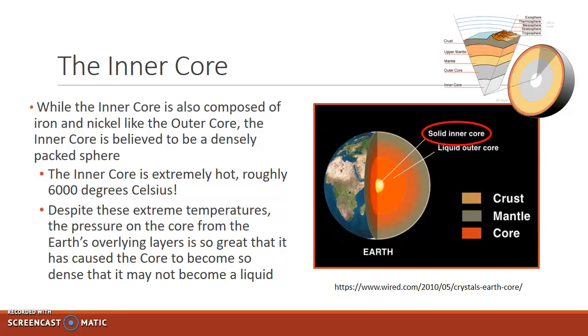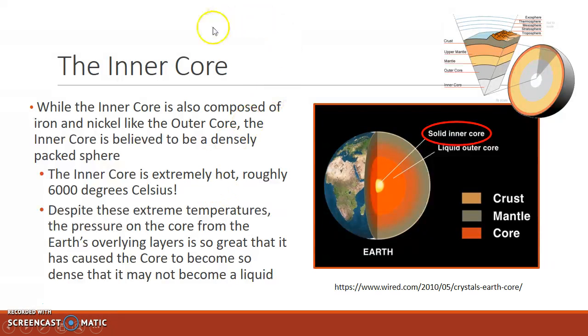Now, you might assume that because it's so hot, and like we saw in the outer core, the inner core would also be liquid. But despite these extreme temperatures, the pressure on the core from the Earth's overlying layers is so great that it causes the core to become so dense that it can't become a liquid despite the intense heat.